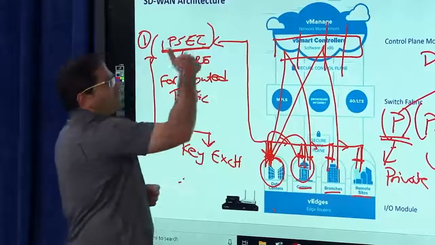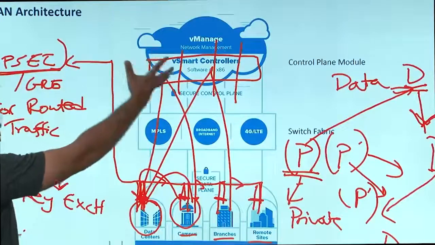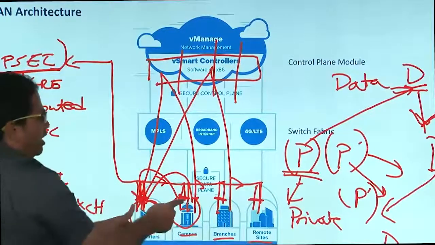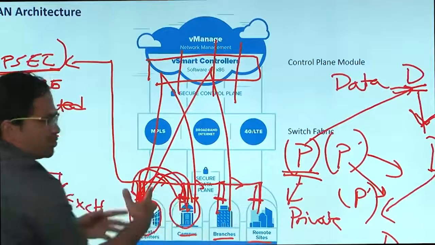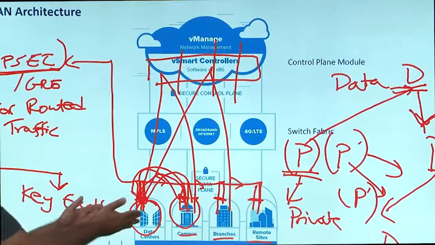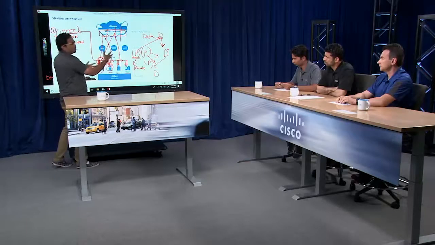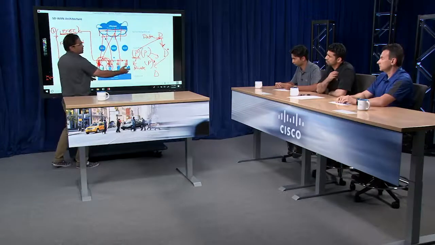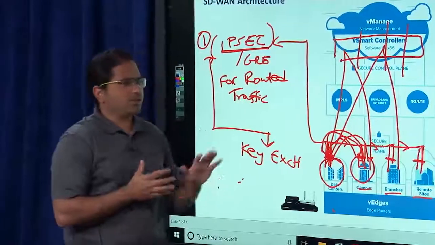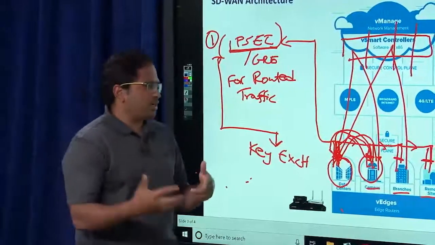And how is the tunnel set up? Basically, you have exchanged your public keys over the key exchange server, which is also the vSmart. And now you have a channel between these two, which will essentially let you talk in privacy to the two different endpoints. And since this is a full mesh topology, every edge device knows about all other edge devices via the controllers itself.